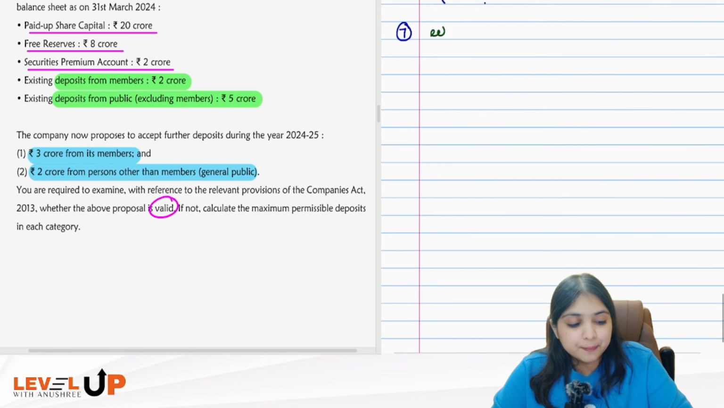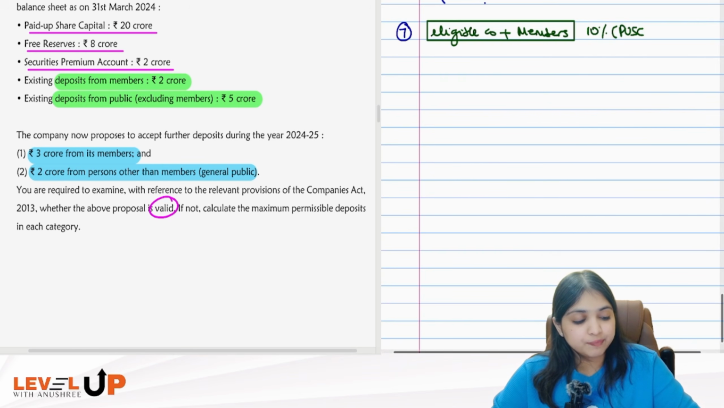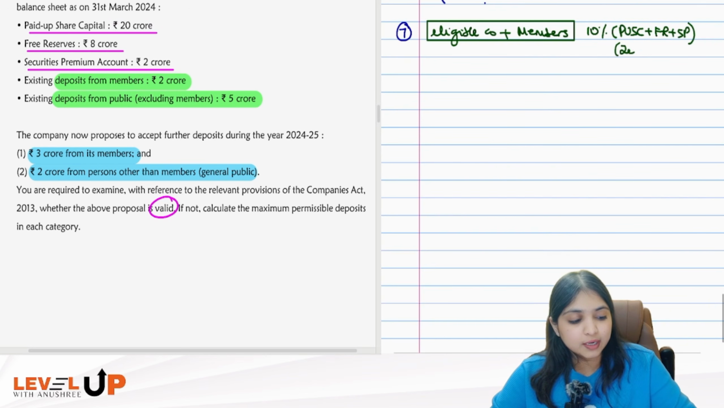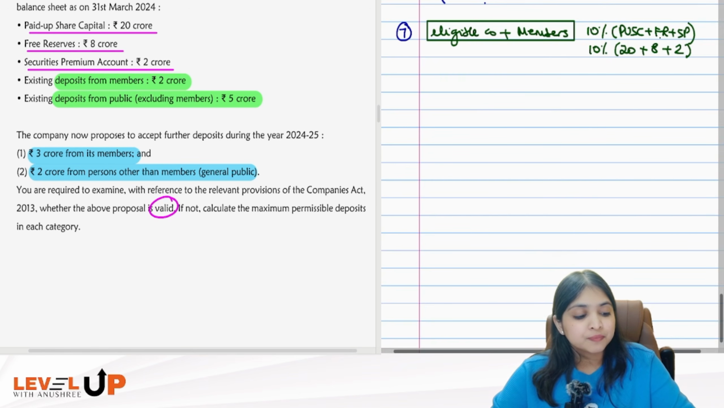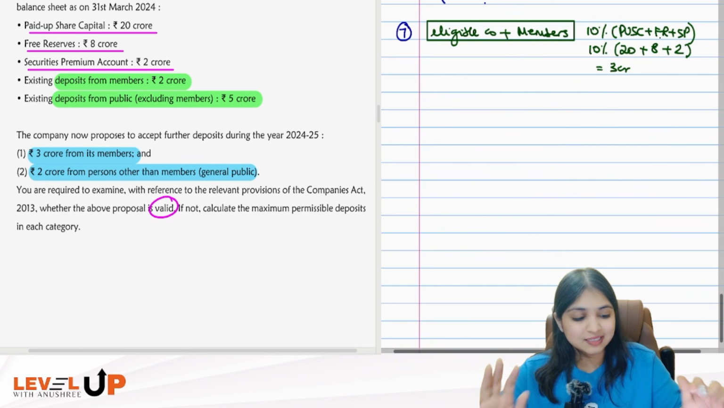So if an eligible company wants to accept deposits from members, first of all, can an eligible company accept deposits from members? Yes, guys, every company can accept deposits from members. What's the maximum limit for eligible company? Maximum limit will be 10% of paid up share capital plus free reserves plus securities premium. So paid up share capital is 20 crores, free reserves is 8 crores and securities premium is 2 crores. So 10% of 30 crores will be 3 crores. This is the maximum amount which they can accept from the members.